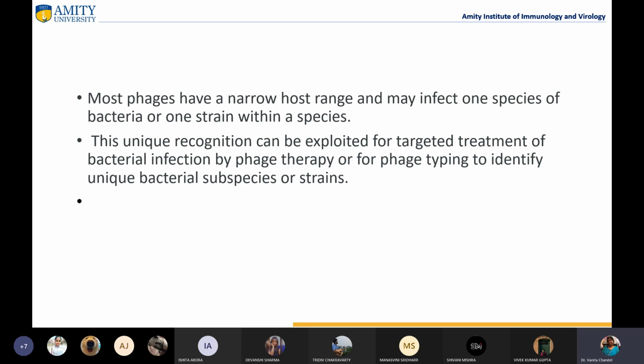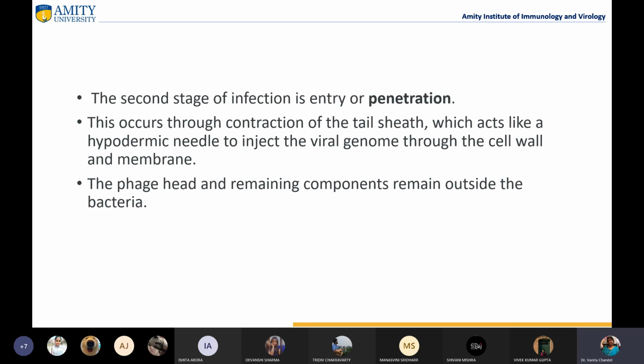Phage therapy is very common these days, and it has been recommended where bacterial resistance problems are being seen with antibiotics. When a number of antibiotics are used again and again, bacteria develop resistance to those antibiotics. So in such cases, phage therapy is recommended and it is very useful.